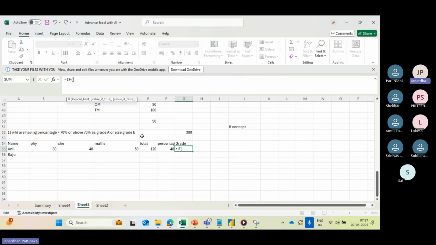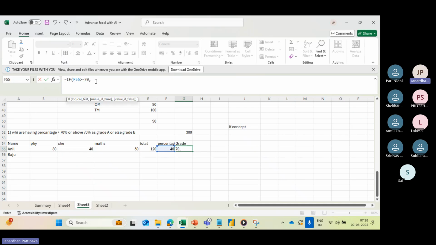So you are applying the logical test on which column? The percentage column, right? Select the percentage cell. And what is the logic that we have given? If the percentage is greater than or equal to 70, that is my condition. That means it may be 70 or greater than 70. After mentioning the logical statement, you need to give the comma.